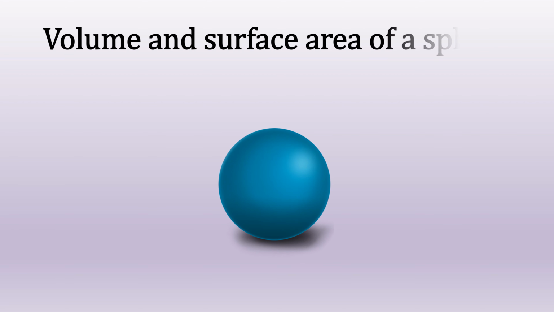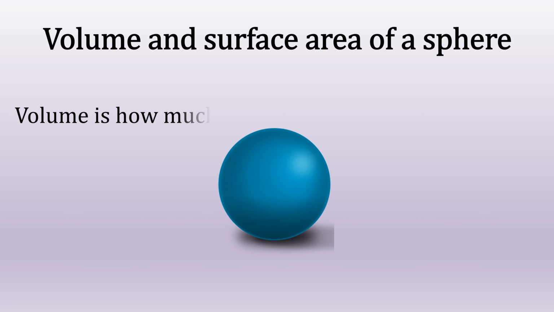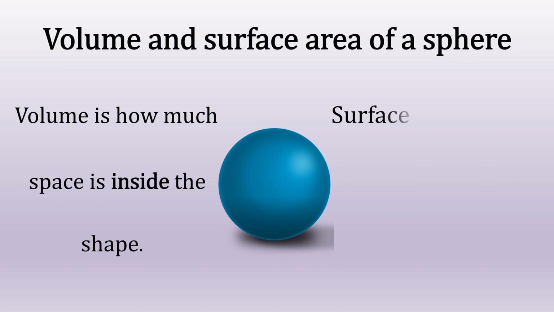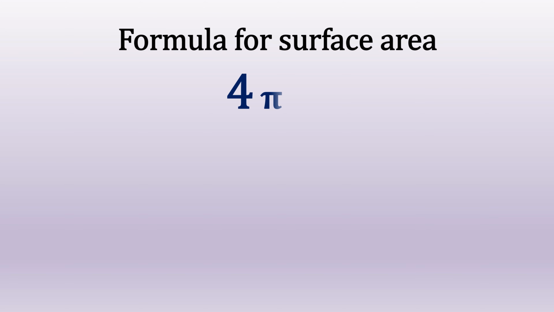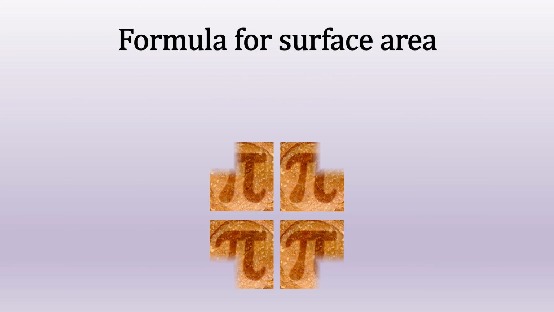Volume and surface area of a sphere. Now volume is how much space is inside the shape, and surface area is the total area for the outside of the shape. So the formula for surface area is 4 pi r squared.